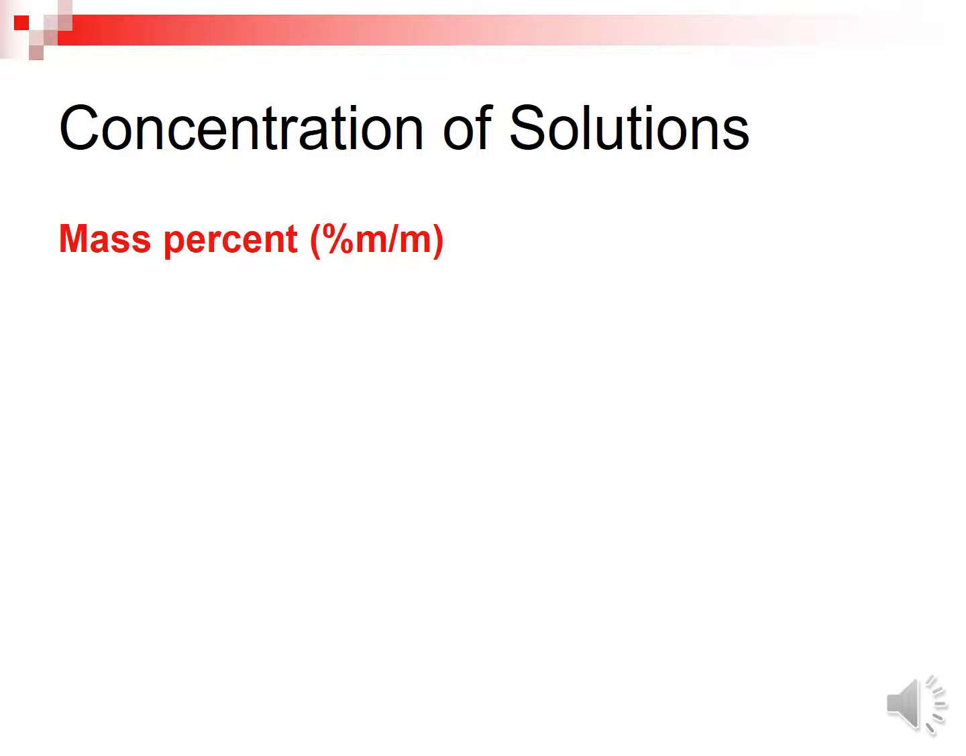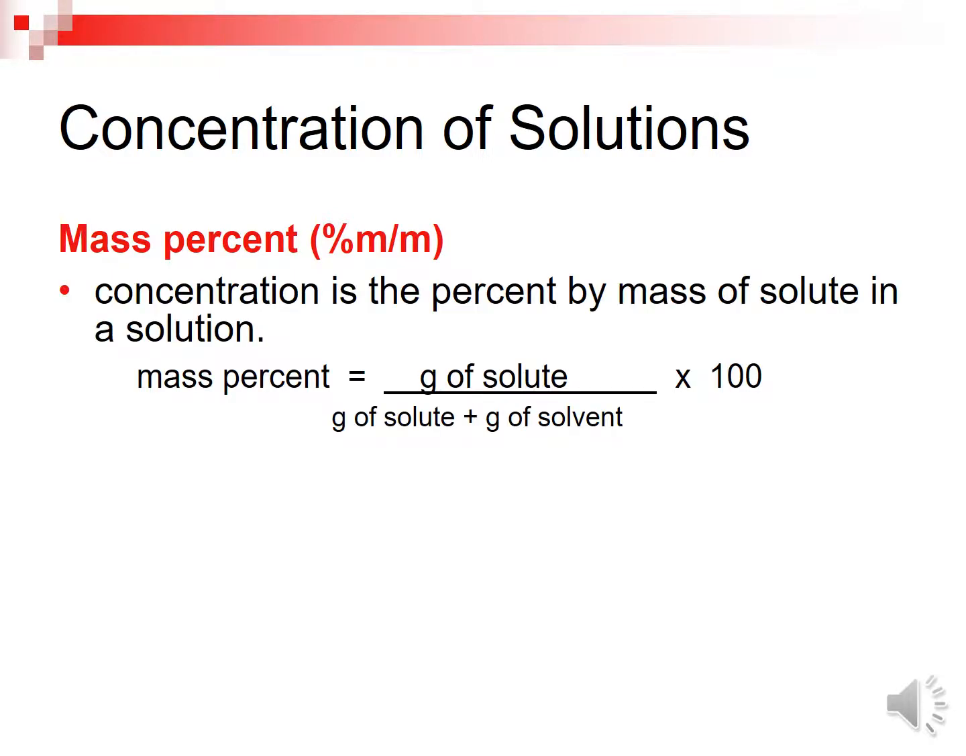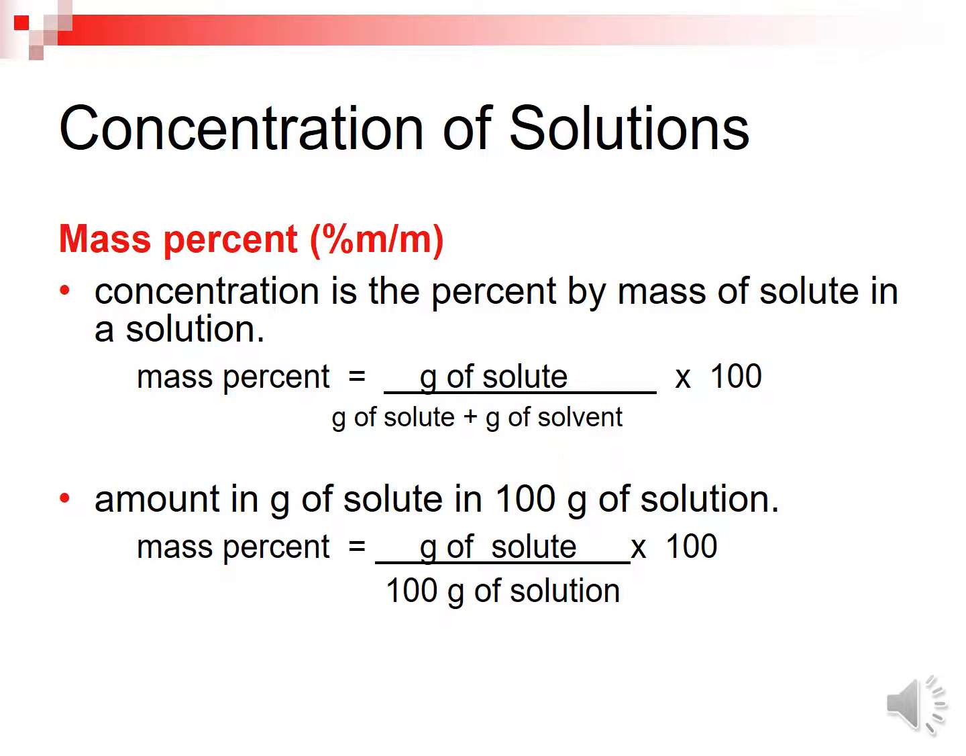There is a mass percent that is commonly used by non-scientists. It's the percent of mass to mass. Remember, percents are part over whole, and then the part over the whole is multiplied by 100. So mass percent concentration, percent by mass, is going to be grams of solute divided by grams of solute plus grams of solvent, and then that ratio multiplied by 100.